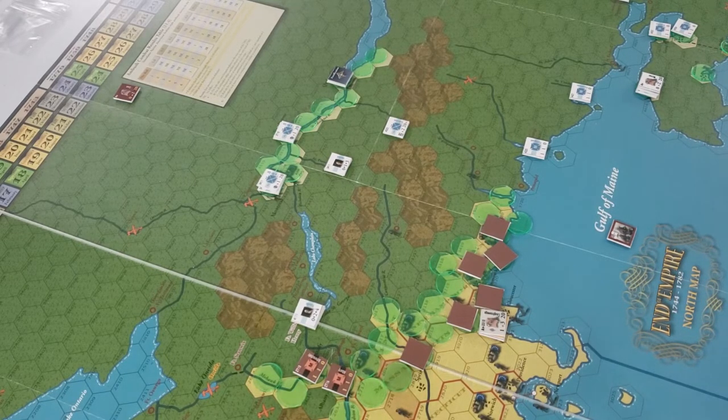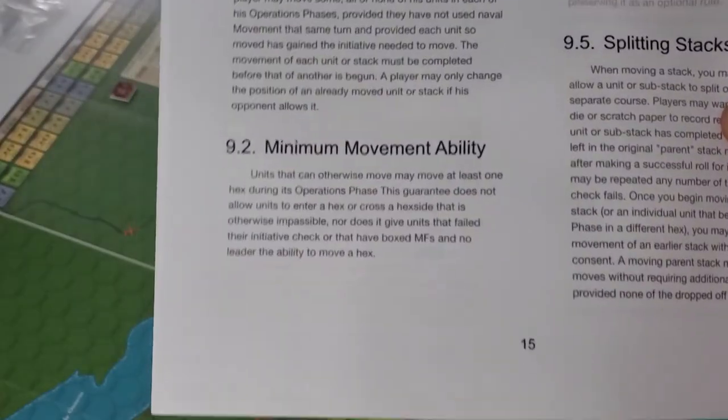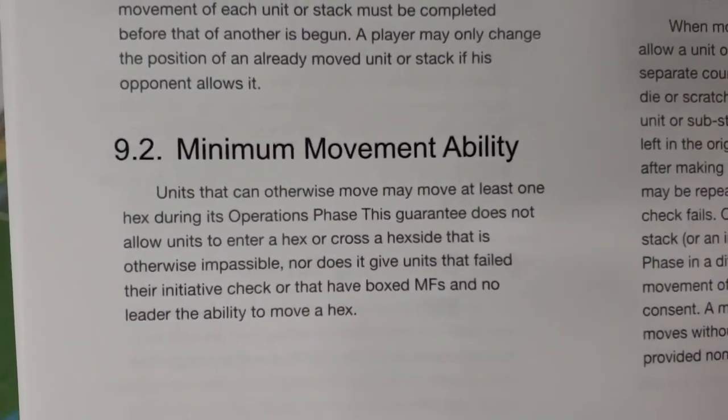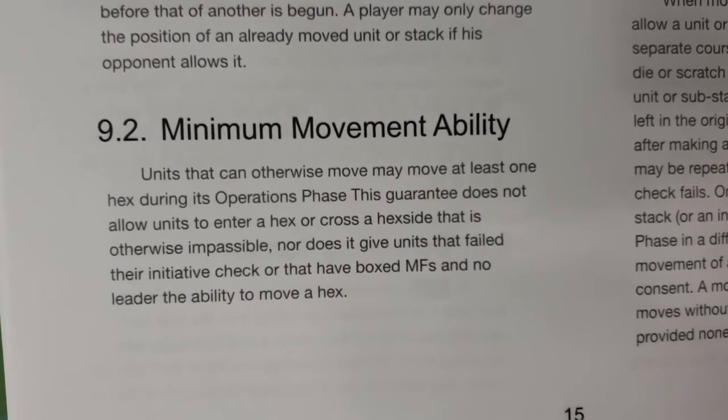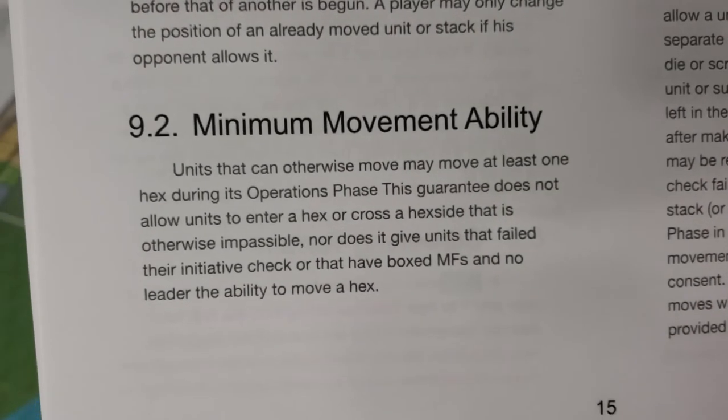And so how do you get out of this? Well, I think for reinforcement purposes, it means we're going to have to wait for Church to come in until next turn, I think. But rule 9.2 in the rules notes that there's minimum movement ability. We can always move one hex, assuming the unit activates.